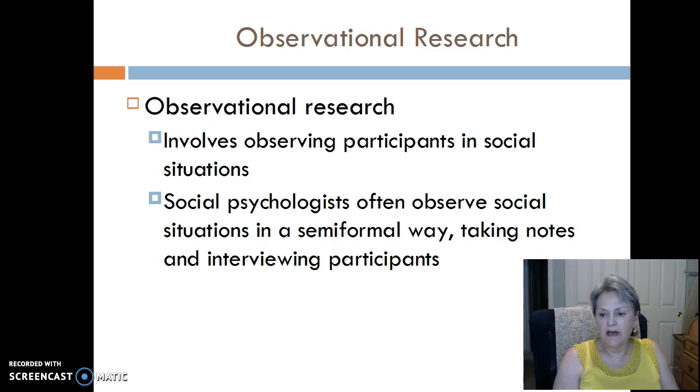So we're going to be talking about these different types of research, and the first one is observational research. Sometimes you might have heard it called naturalistic observation too in Psych 101. So observational research involves observing participants in social situations. Their natural habitat is going to be the most valid way of using observation.